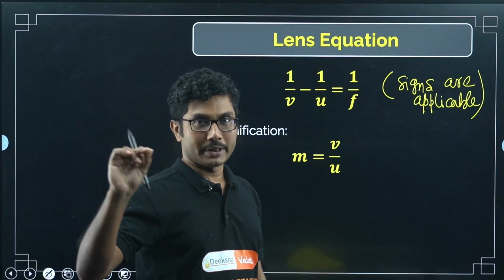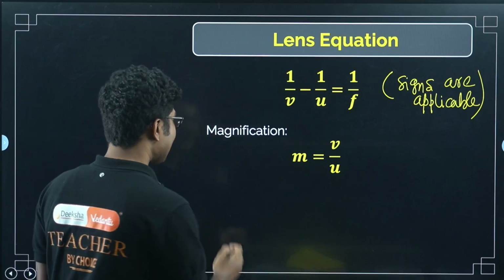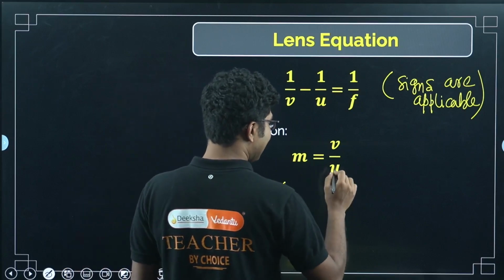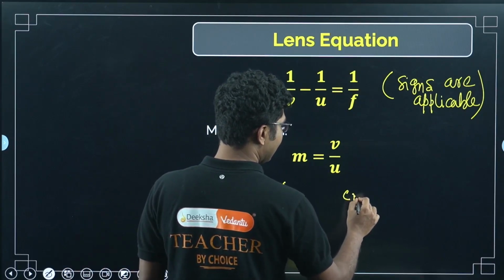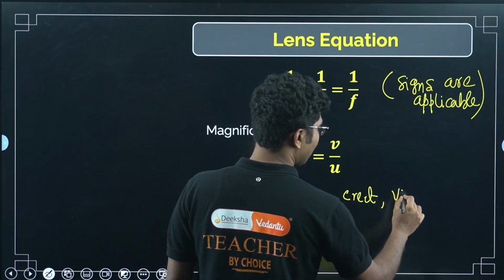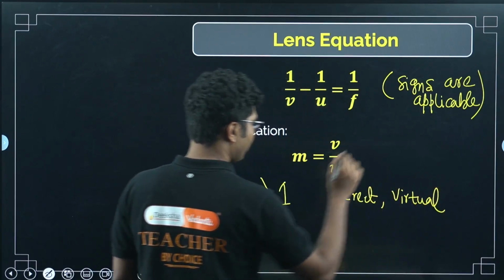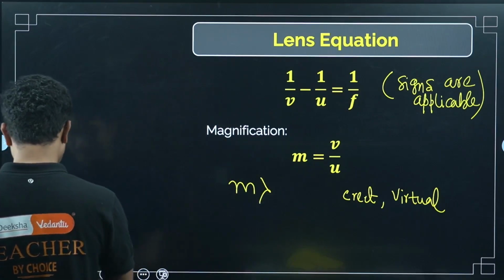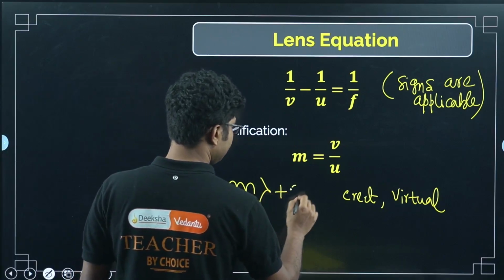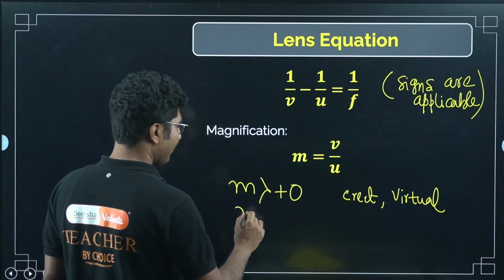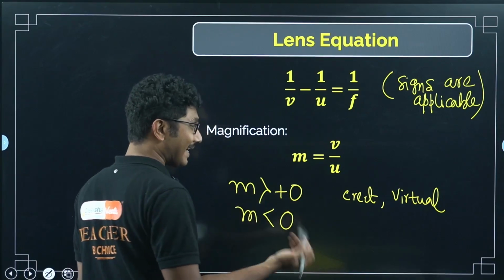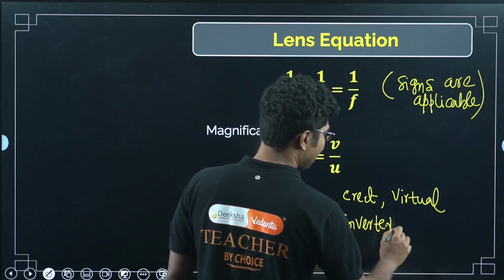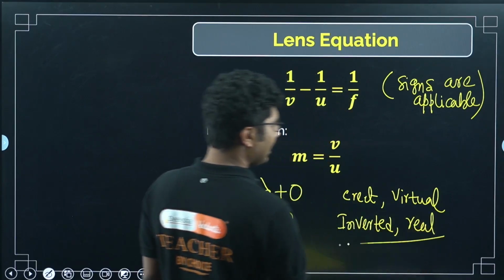But one thing is common that we have learned in our mirror part, that if M is greater than 0, then the image is erect and virtual. Sorry, M is greater than 0, not 1, my mistake. If it is greater than 1, that means it is magnified, right? And if M is less than 0, that is M is negative, then it is inverted, obviously, and real.